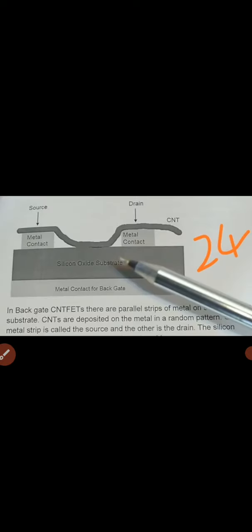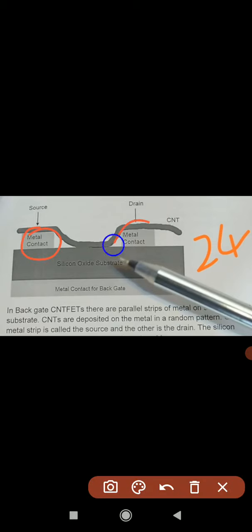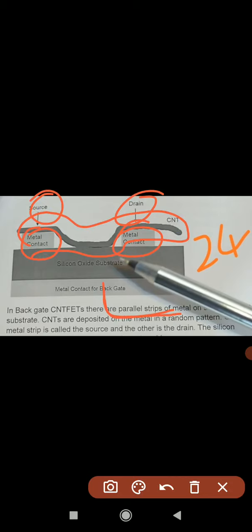This is one type of transistor where we use a carbon nanotube. See here, a silicon oxide substrate. On this substrate we are using two metal contacts. Between these two metal contacts we have placed this carbon nanotube. This carbon nanotube is placed on the substrate having metal contacts. One metal contact behaves like the source, the other like the drain, and at the back we have the gate. You already learned the field effect transistor in basic electronics. Like this we can construct a carbon nanotube field effect transistor. It is very simple.